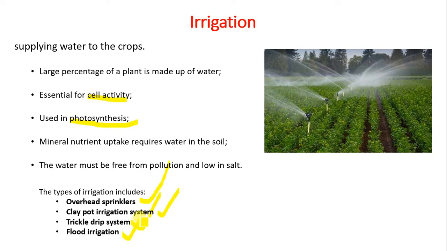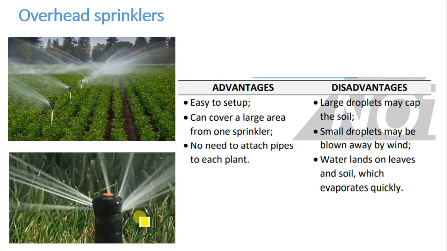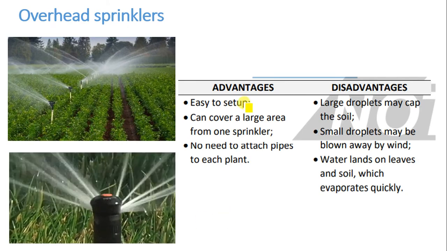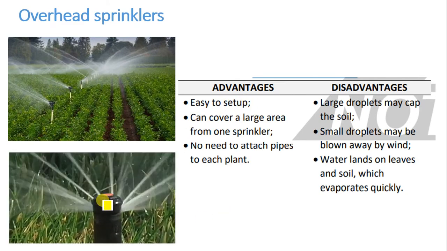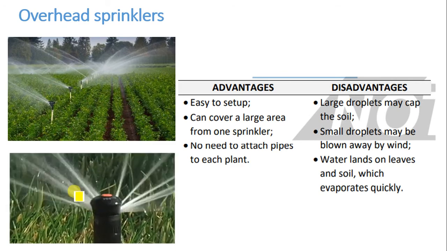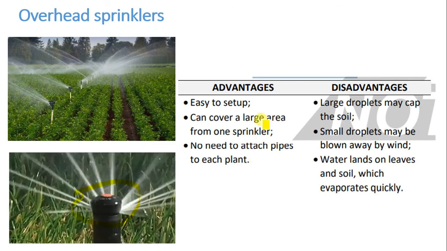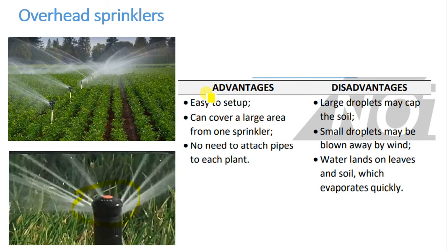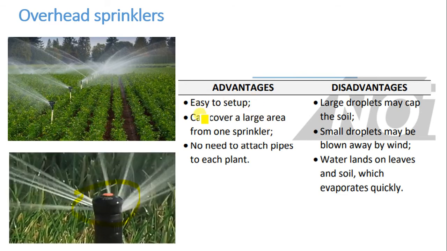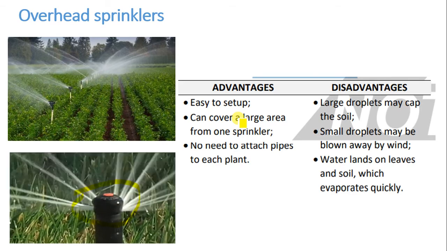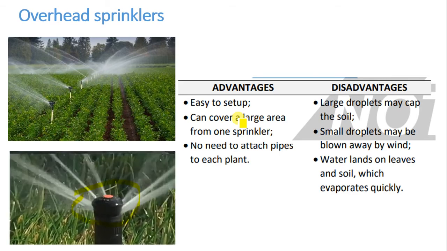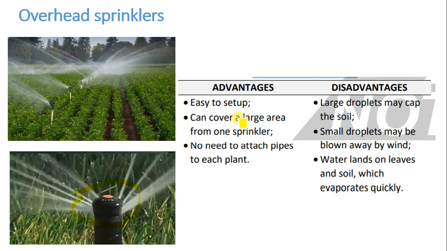So we are going to look at these types of irrigation. First, overhead sprinklers. The advantage is that they are easy to set up. You can see it, most people use it in their gardens at home. It's an overhead sprinkler to water plants within the environment. It can cover a large area from one sprinkler.